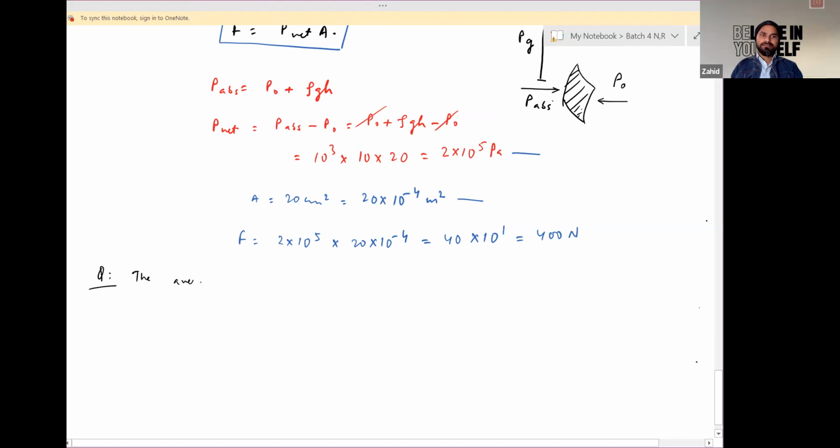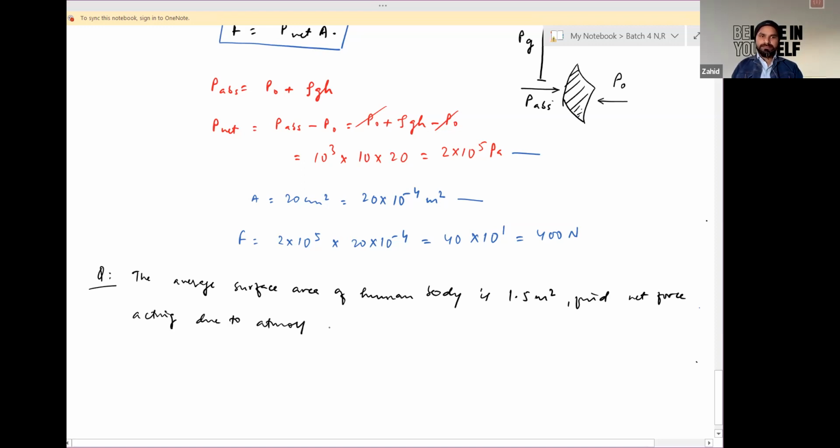Suppose the average surface area of human body is 1.5 meters square. Find net force acting due to atmospheric pressure. Try to solve.